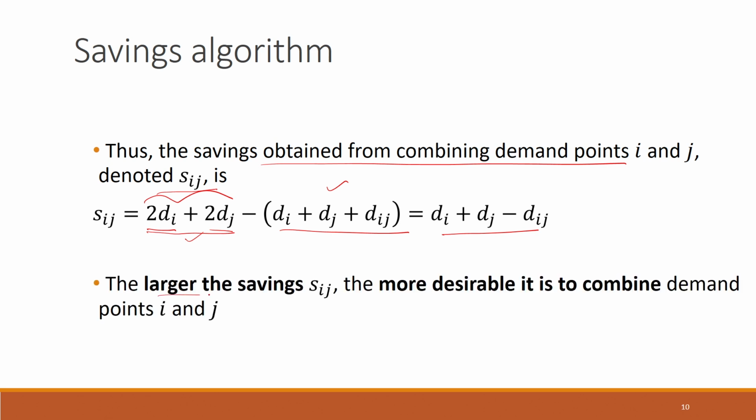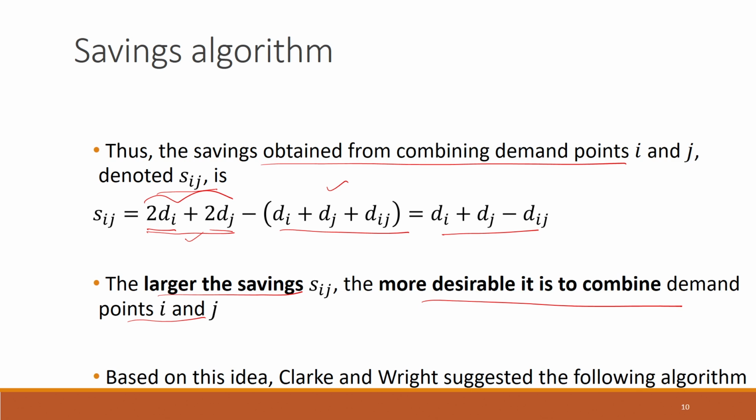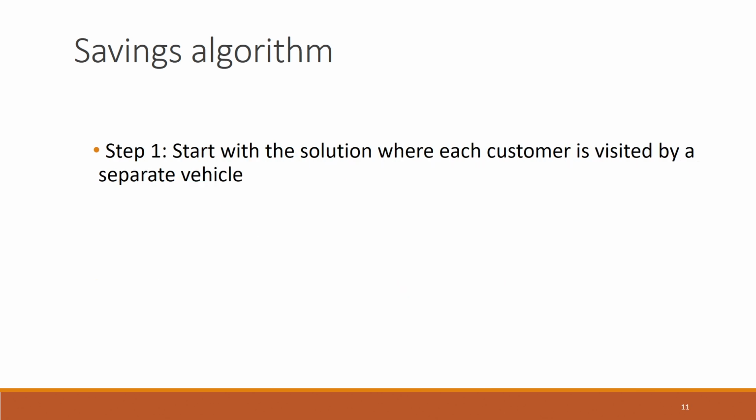Now, the larger the savings we get for this pair of customers i and j, the more desirable it is to combine them. Initially in this solution, a single vehicle is visiting every point, so we have to decide how to club together these different points, and that decision is taken by this savings function. Based on this idea, Clark and Wright suggested the following algorithm. They first start with a solution where each customer is visited by a separate vehicle.